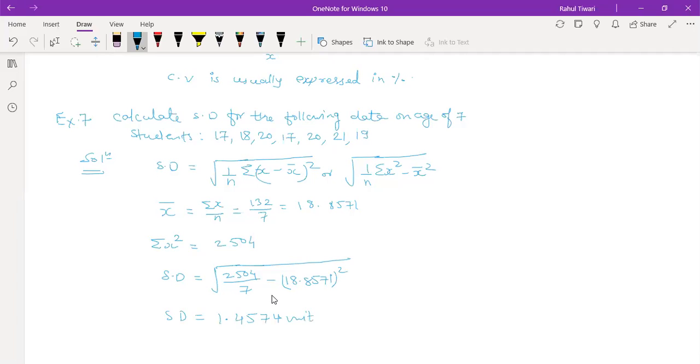Is that getting everybody? If you take up to 4 digits and everything properly, you may get approximately this answer. Yes, sir, I've got 1.4638. Okay, good.